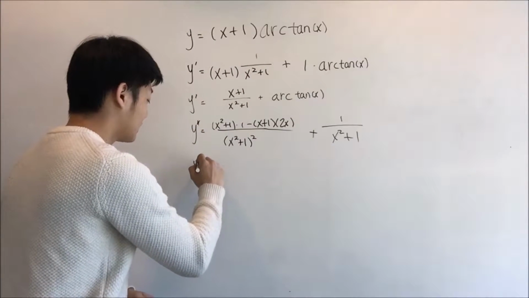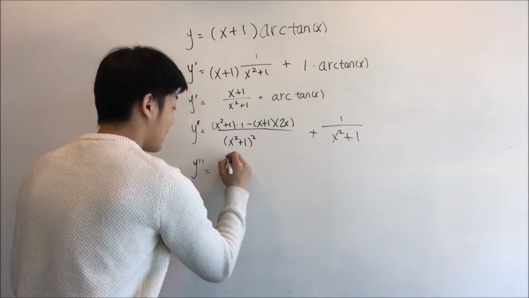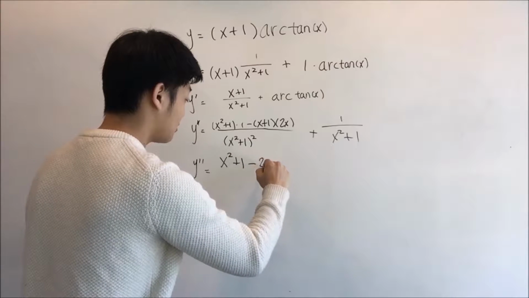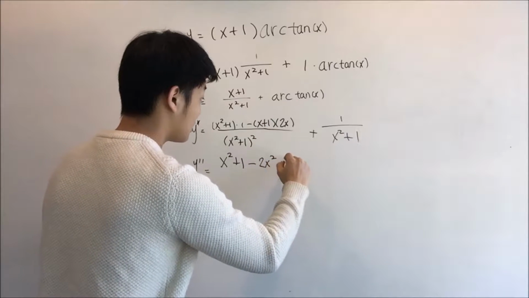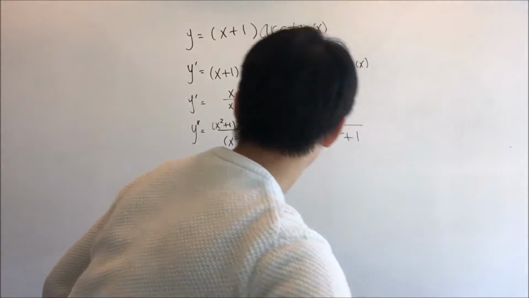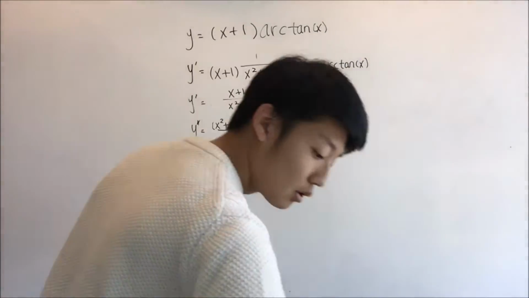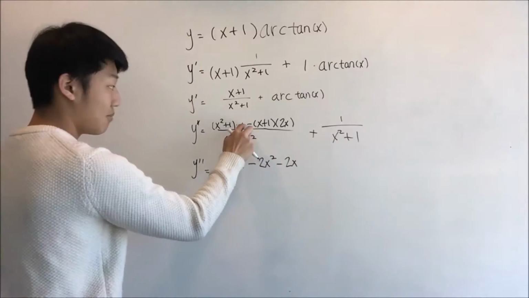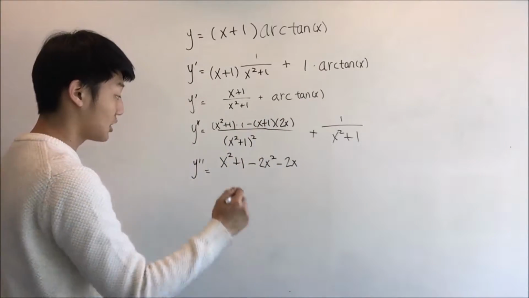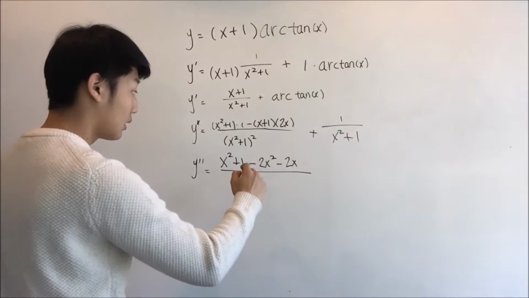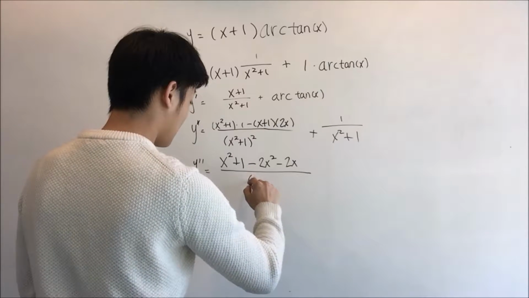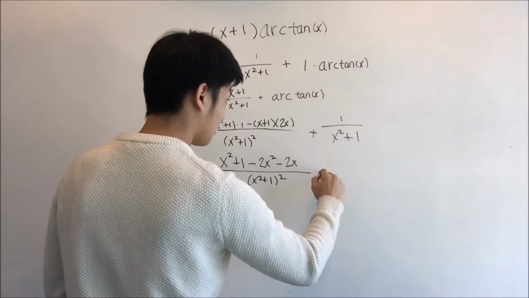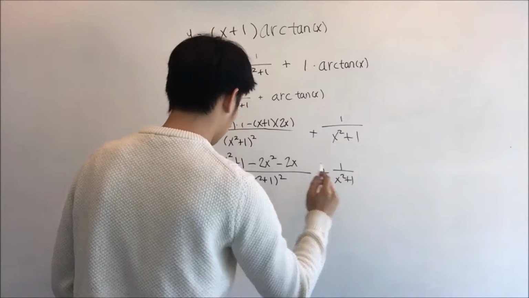Now if we do this, it will become x squared plus 1 minus 2x squared plus 2, no, it's my mistake. Minus 2x, because the minus goes in front, and because it's multiplication, over x squared plus 1 squared, plus 1 over x squared plus 1.